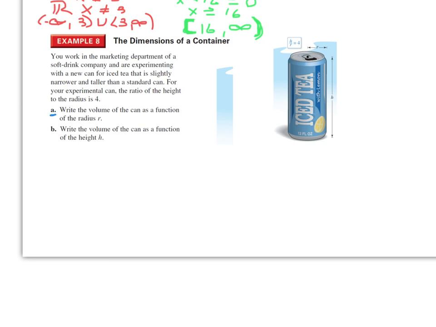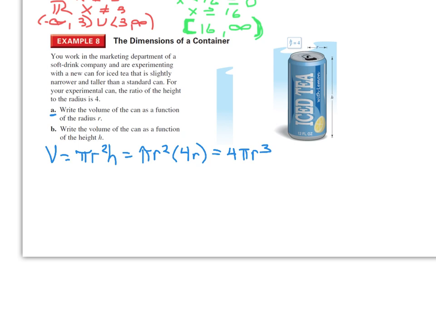Okay, so for A, the volume of a can, the formula is pi r squared h. And we said that the ratio of the height to the radius is 4. So what we need to do is take that into consideration for height. So pi r squared, and then our height is going to be 4r because that was our ratio. So our final function is 4 pi r cubed.